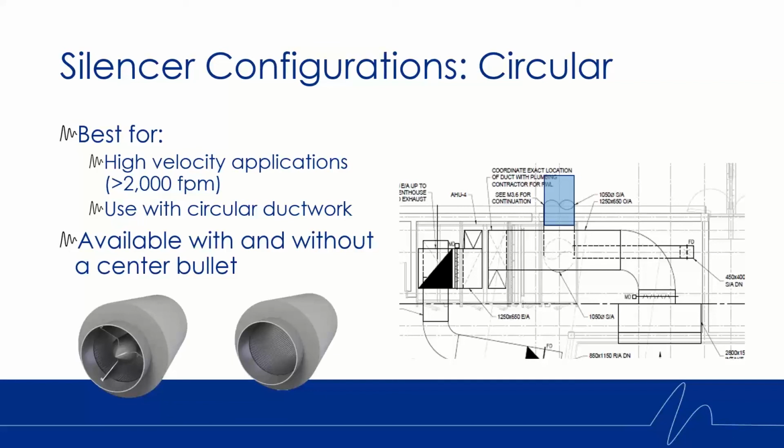Now you can also see if we do need a little bit more insertion loss, the silencer on the right does have a bullet in the center of it. That gives extra attenuation, but there will be more pressure drop associated with it.